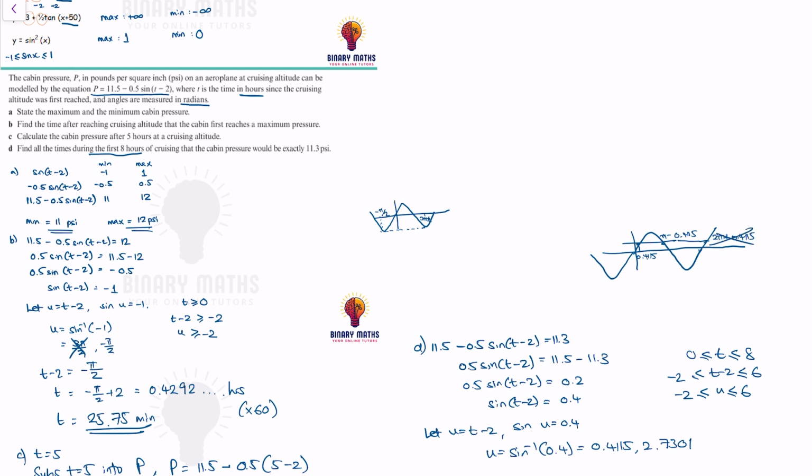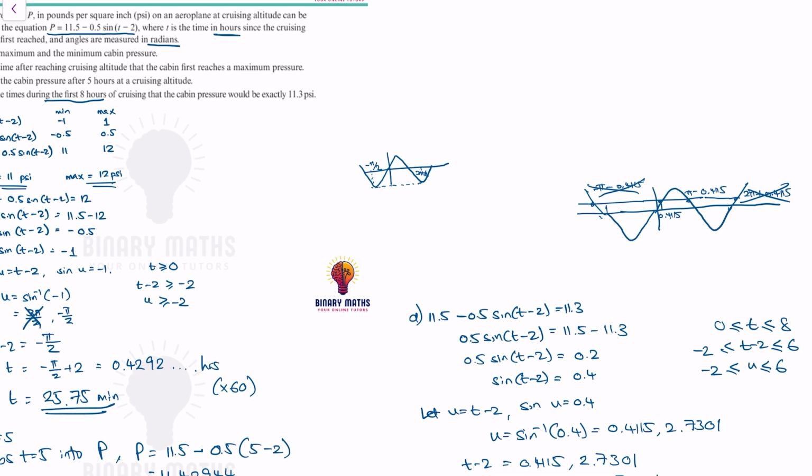To find this one, it is negative pi take away 0.4115. Again, this one will be less than minus 2, so that one won't work out. So these are the only two values, which means t minus 2 is equal to 0.4115 and 2.7301, which means t is equal to 2.4115 and 4.7301. And this is in terms of hours.